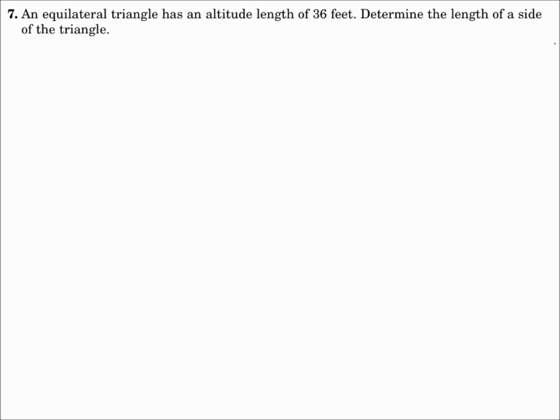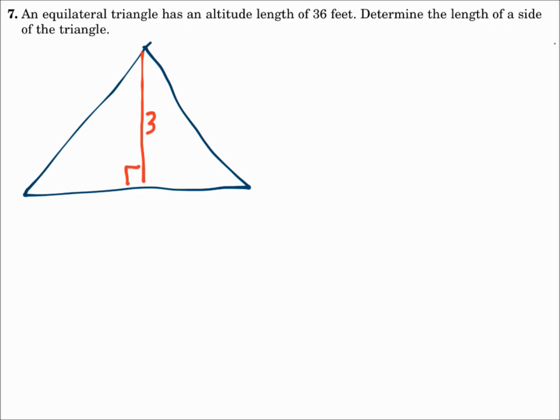Number 7. An equilateral triangle has an altitude length of 36 feet. Determine the length of a side of the triangle. Well, if I have an equilateral triangle with an altitude that's 36 feet, remember the altitude divides an equilateral triangle into two smaller triangles that are 30, 60, 90s. I'm looking for the length of a side of that triangle, and that will be the length of one of the sides of the 30, 60, 90 triangle.